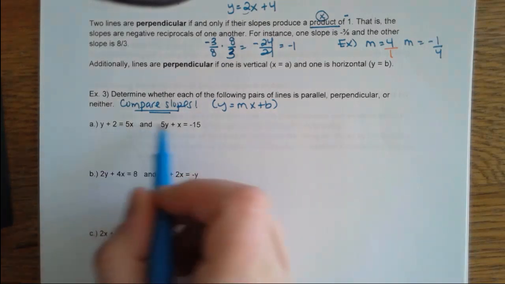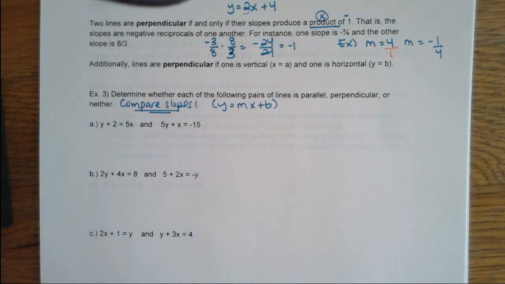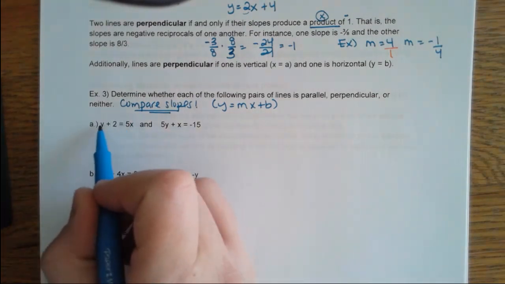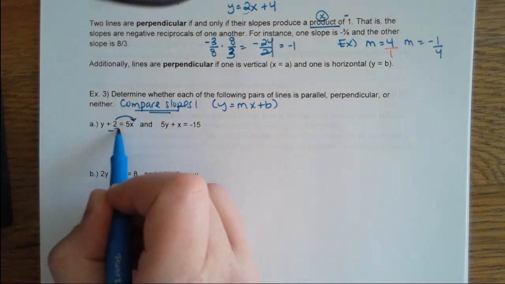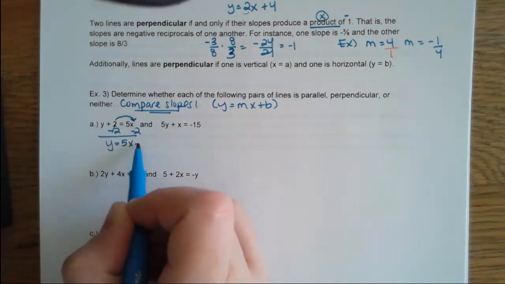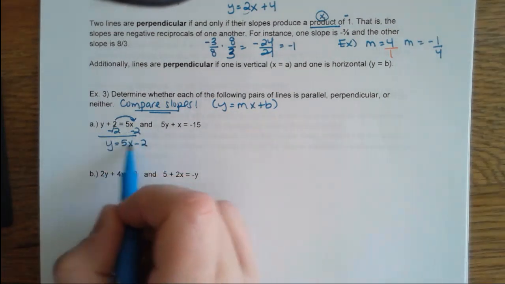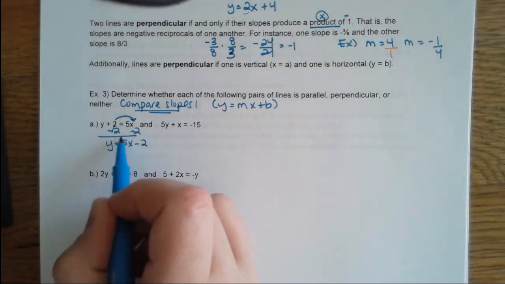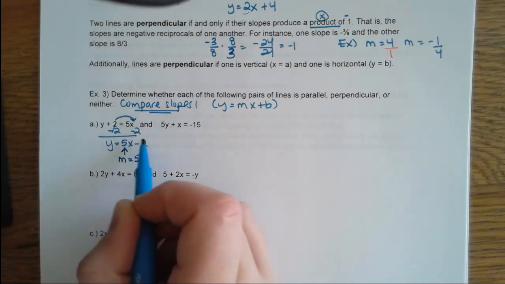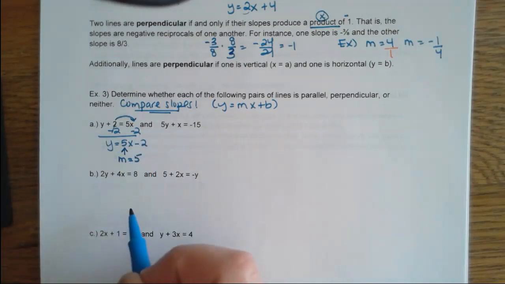All right, so for these cases here, I don't have anything totally solved for y, so I do need to get the y by itself. On my first example, I have y plus 2, so I want to get that 2 to the other side. I'm going to subtract it, and I get 5x minus 2. So now I'm in the right form. Remember, your slope is always with the x. So our slope here is 5. And again, our y-intercept is -2.